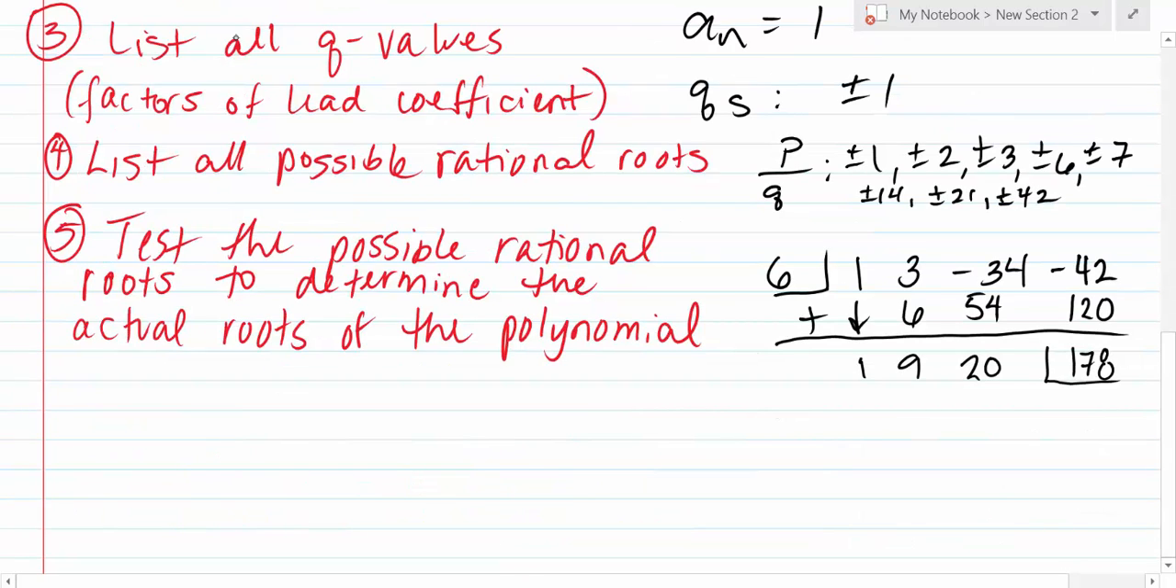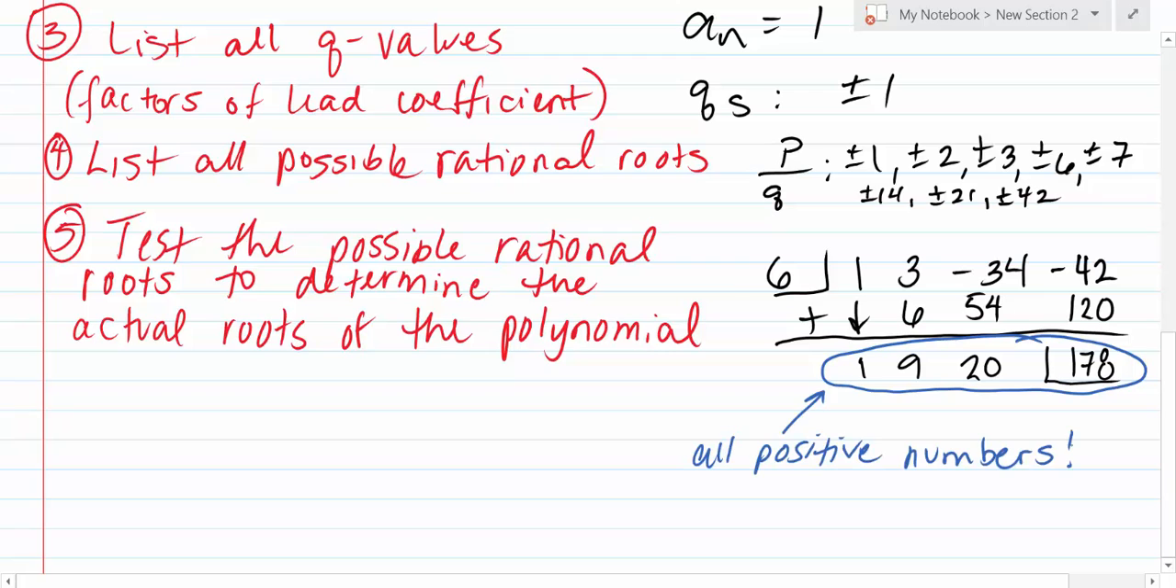However, our synthetic division wasn't entirely in vain. I noticed that that bottom row of my synthetic division has all positive numbers, which tells me that 6 is an upper bound for my possible rational roots. I can get rid of any of the other rational roots that are greater than 6 because it is an upper bound. So that means I can cross out positive 7, positive 14, positive 21, positive 42. And I've just narrowed my list down.